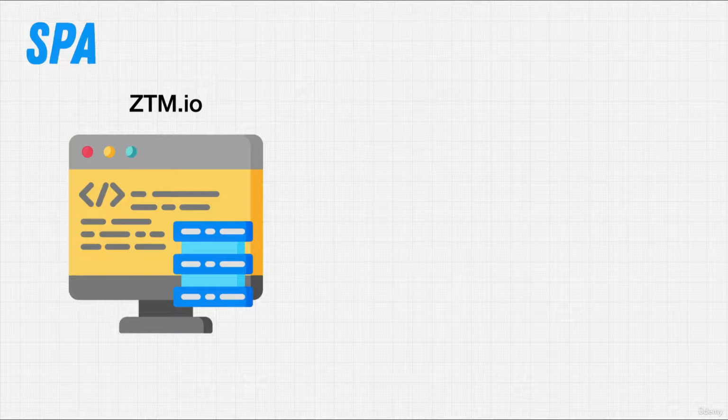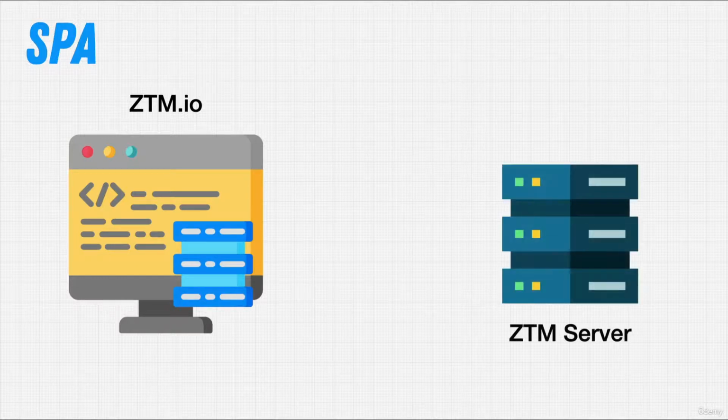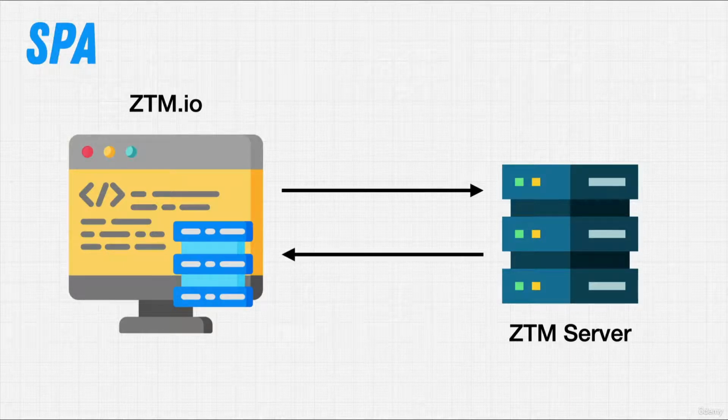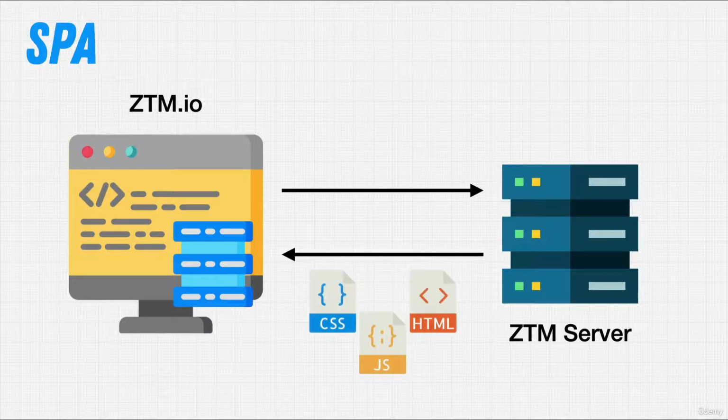Similarly, you're still going to ask the browser, hey, I want to access zerotomastery.io. So for the very first time, there will still be a request to the ZTM server, because at this point your browser doesn't have the code for ZTM.io. So it's going to make that request to the server, and the server is going to send back the same thing: some HTML, some CSS, and some JavaScript.